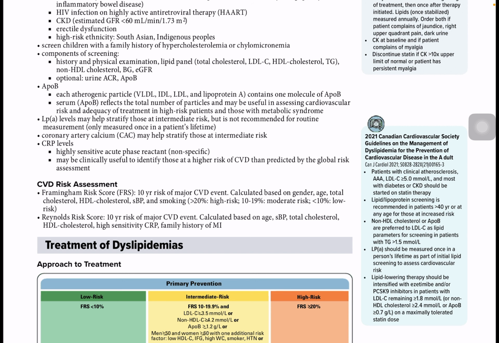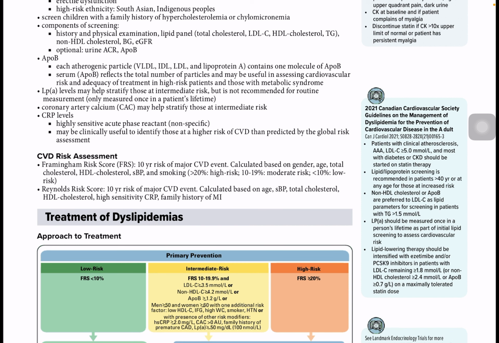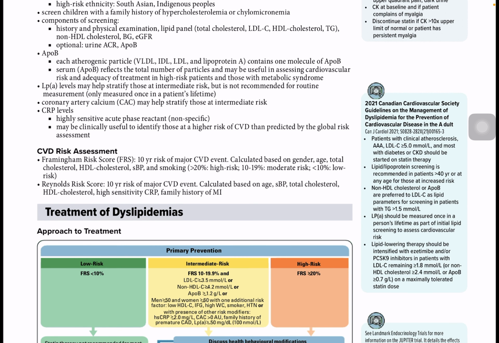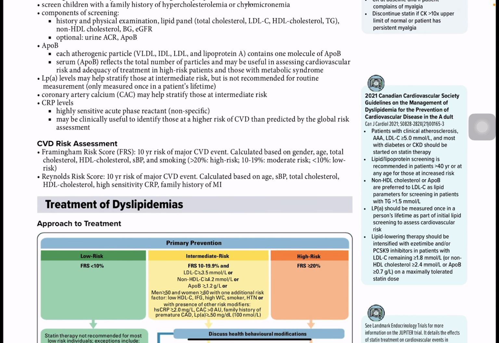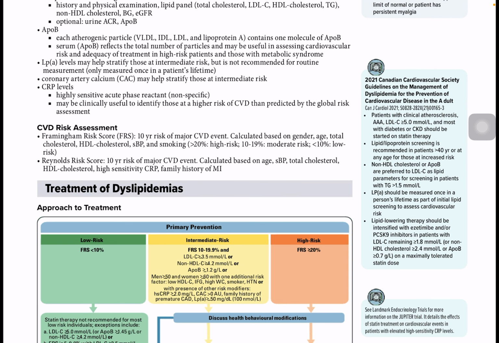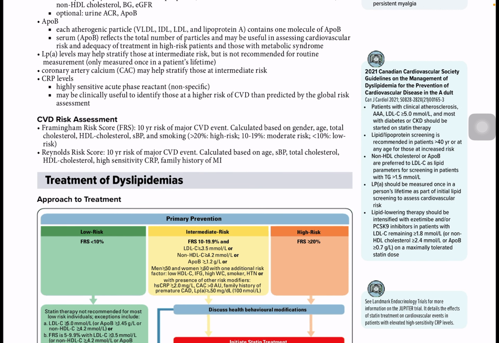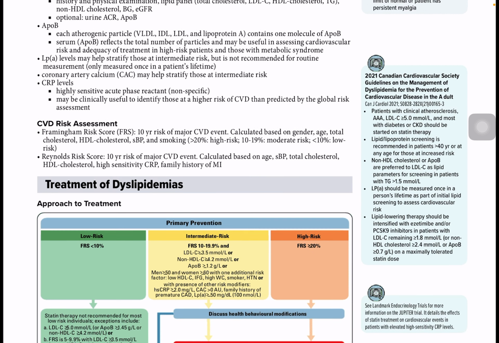ApoB: each atherogenic group of VLDL, IDL, LDL lipoprotein contains one molecule of ApoB. Serum ApoB reflects the total number of particles, may be useful in assessing cardiovascular risk and adequacy of treatment in high risk patients and those with metabolic syndrome. Lipo A levels may help certify those with intermediate risk but not recommended for routine measurements. Coronary artery calcium may help certify those at intermediate risk. CRP levels, a highly sensitive acute phase reactant, may be clinically useful to identify those at higher risk of cardiovascular disease than predicted by global risk. So that's not something that we need to focus on.